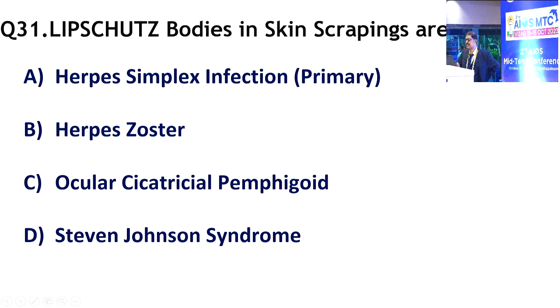Lipschutz bodies in skin scrapings are seen in option A, herpes simplex infection. Primary herpes simplex infection also involves the skin. Option B is herpes zoster ophthalmicus. Option C, ocular cicatricial pemphigoid. Option D is Stevens-Johnson syndrome. They are intracytoplasmic inclusion bodies.